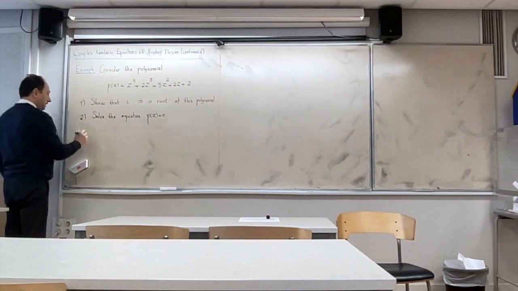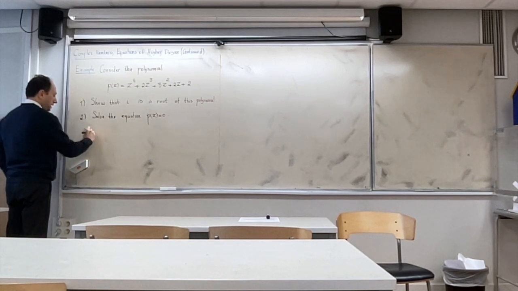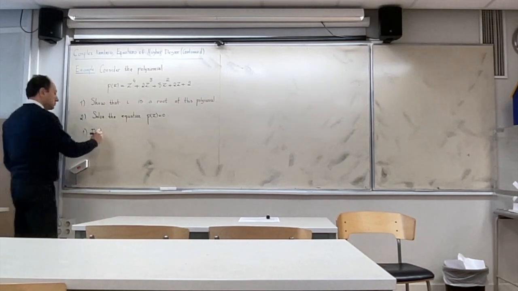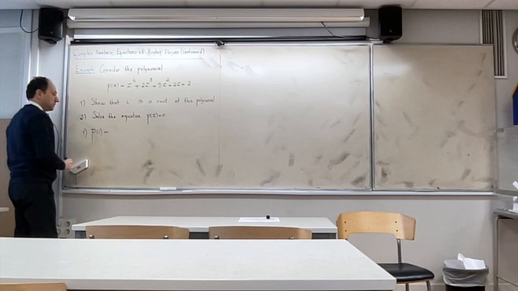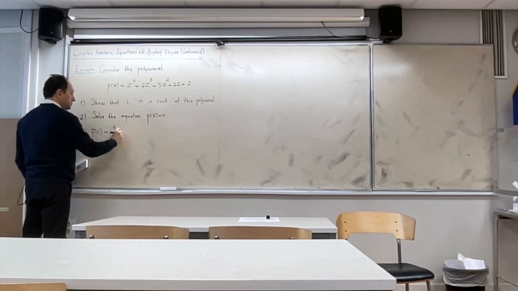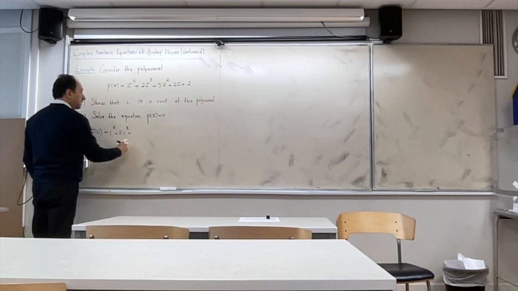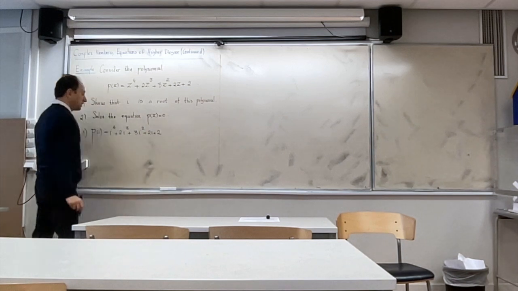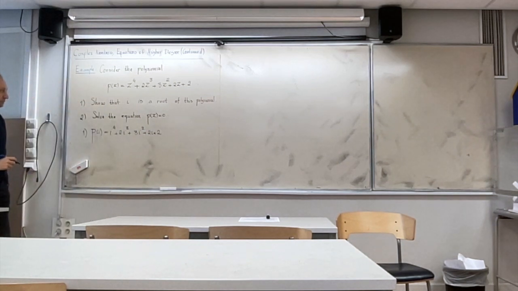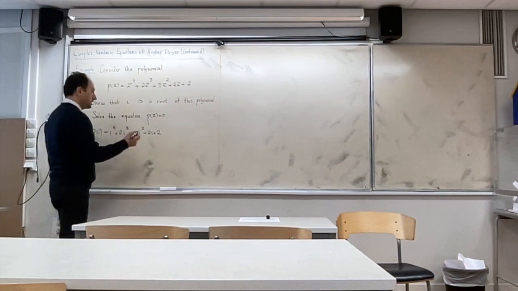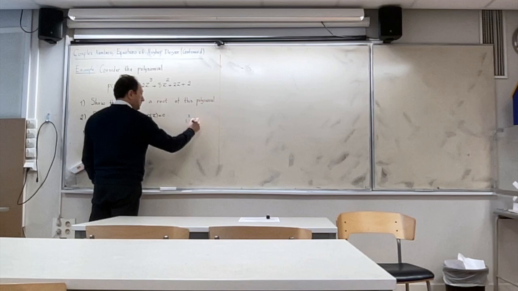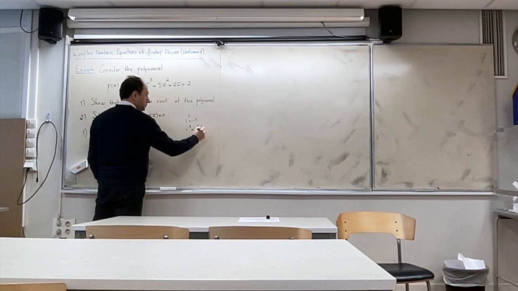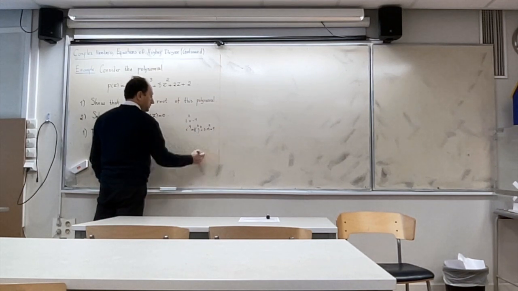For part 1, I have to calculate P of i and convince myself that P of i is indeed 0. So what should I do? I need to replace every appearance of z with i. So this becomes i to the 4th plus 2i to the 3rd, and then I have 3i squared, and then I have 2i, and then plus 2. I have to convince myself that this is indeed 0. That's very easy, because i to power 2 is minus 1. i to power 4 becomes i to power 2 to the power of 2, which is minus 1 to the power of 2, which is 1.